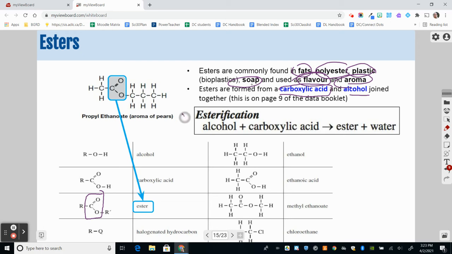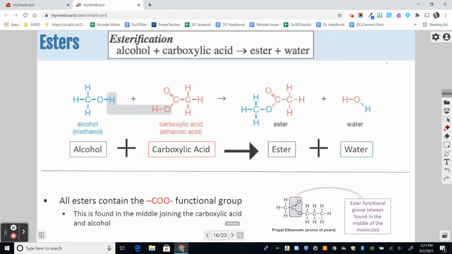This little esterification formula is in your data booklet, on page 9. It shows you that an alcohol plus a carboxylic acid will give you an ester and water. We're going to see that reaction on the next page. Do you remember that on page 9 you have esters? You have an example of an ester and an example of how it is named. Let's take a look at this naming system. So here's esterification. We have an alcohol.